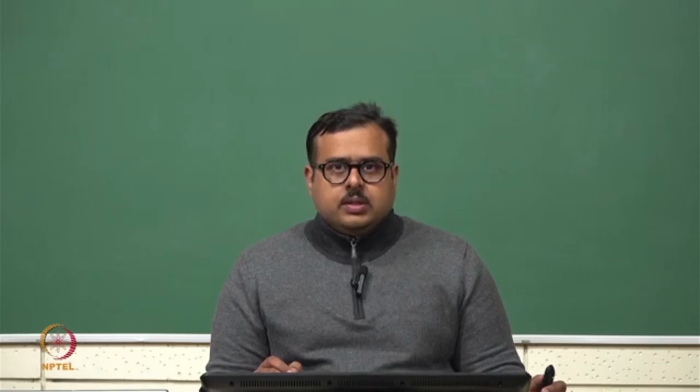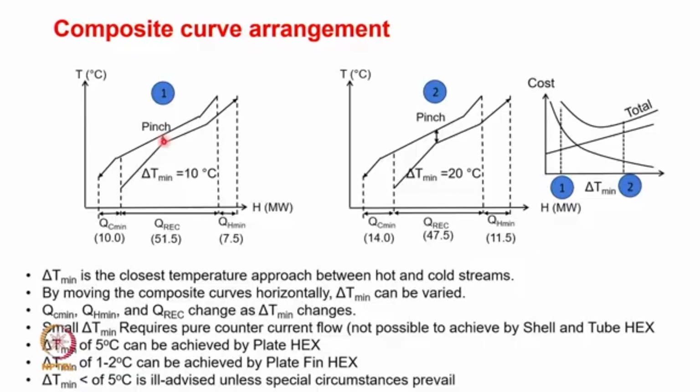And what we know is that delta T minimum is the closest temperature between this hot and cold stream, and moving the composite curve together, of course horizontally, which essentially means that you move it down or up. Okay, your delta T can be varied, and QC min, QH min and QREC change as delta T varies. So your hot utility, cold utility, and of course the total heat recovered will be varied if you change the delta T minimum.